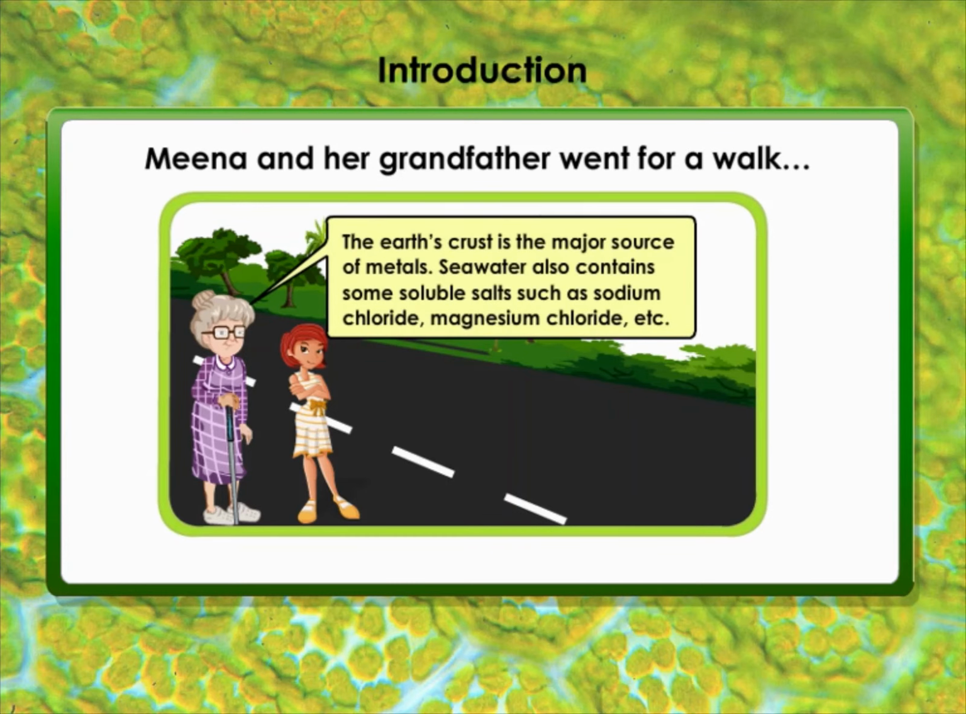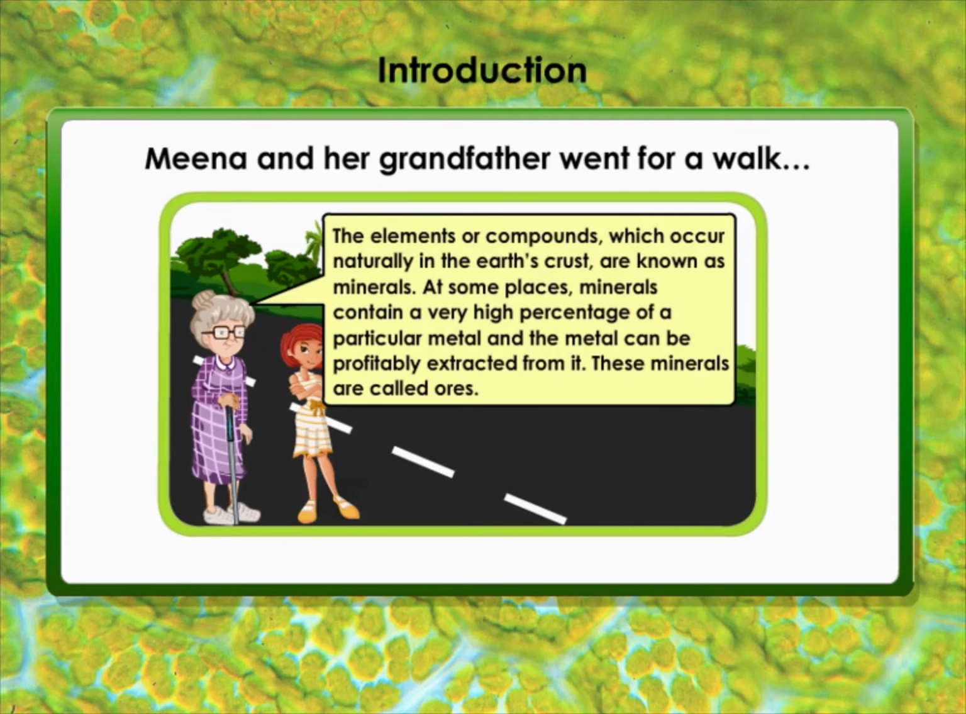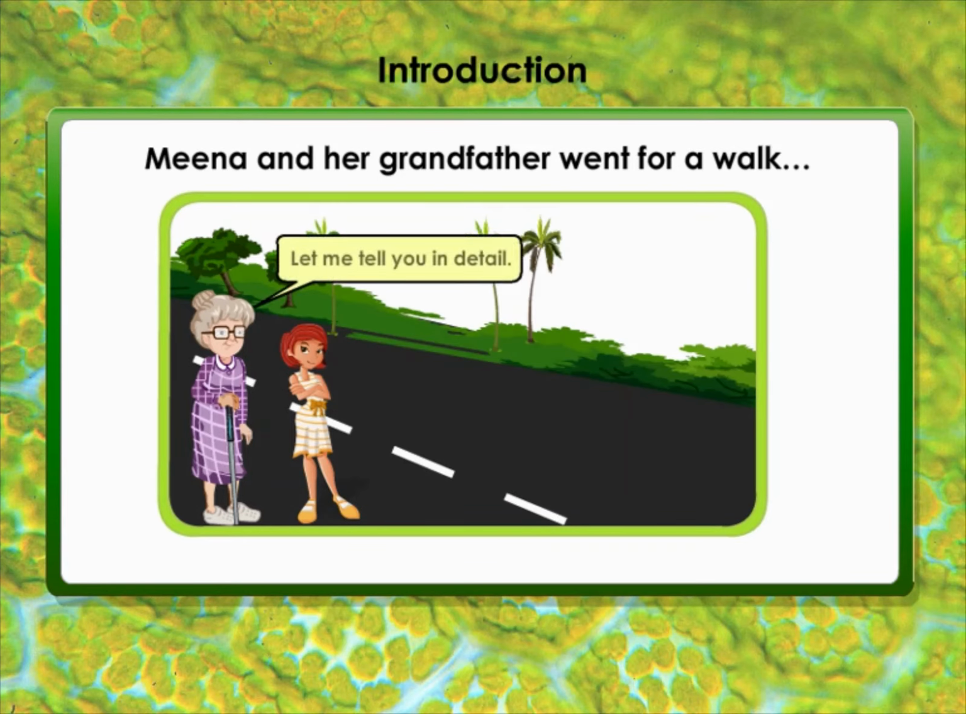The Earth's crust is the major source of metals. Seawater also contains some soluble salts such as sodium chloride, magnesium chloride, etc. The elements or compounds which occur naturally in the Earth's crust are known as minerals. At some places, minerals contain a very high percentage of a particular metal, and the metal can be profitably extracted from it. These minerals are called ores. Let me tell you in detail.